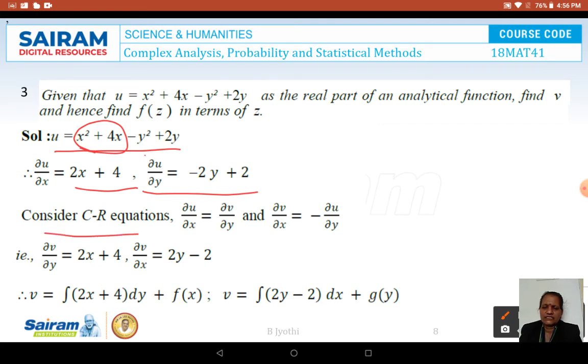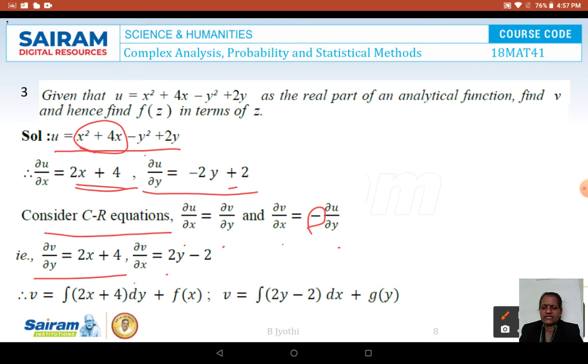Now consider the CR equations. Dou u by dou x is equal to dou v by dou y, and dou v by dou x is minus dou u by dou y. Therefore, dou v by dou y is 2x plus 4, and dou v by dou x is minus of minus 2y plus 2. But since there is a negative sign here, it will be changed to 2y minus 2.